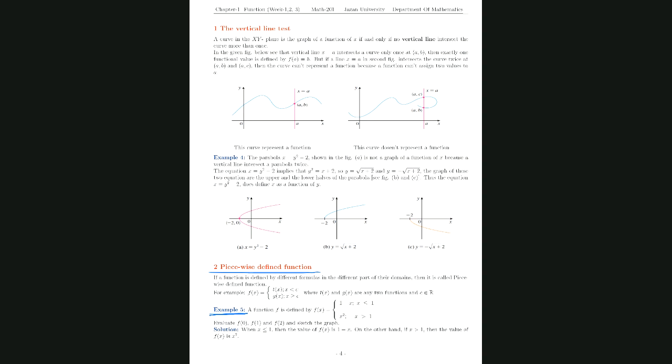If a function is defined by different formulas in the different parts of its domain, then it is called a piecewise defined function. It means this. Example number 5: this function f(x) equals two functions, one here and one here. If a function is defined in pieces, then it is called a piecewise function. If there are two, three, or four functions like that, then it is called piecewise.